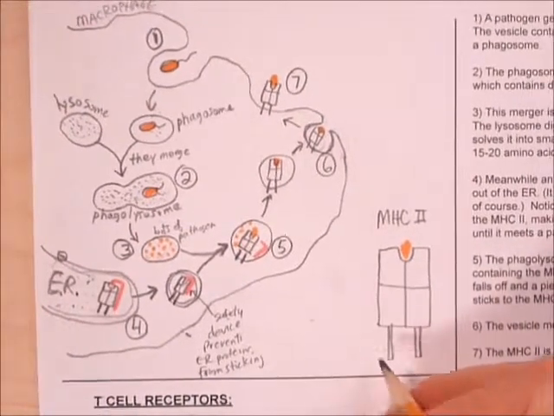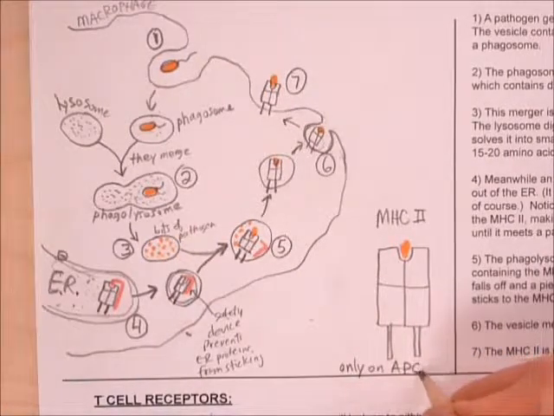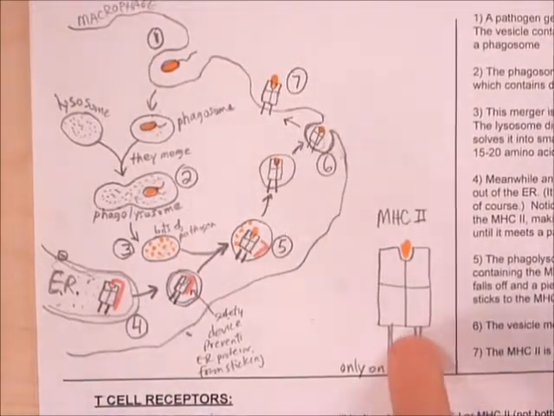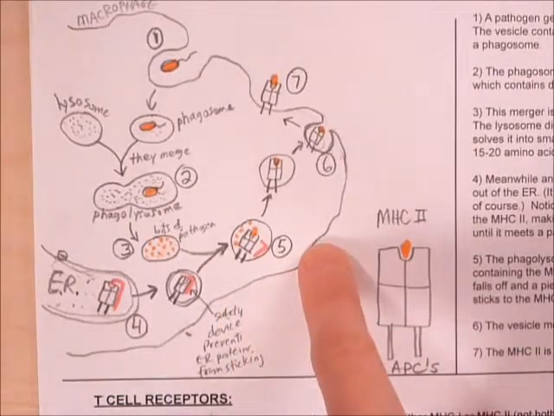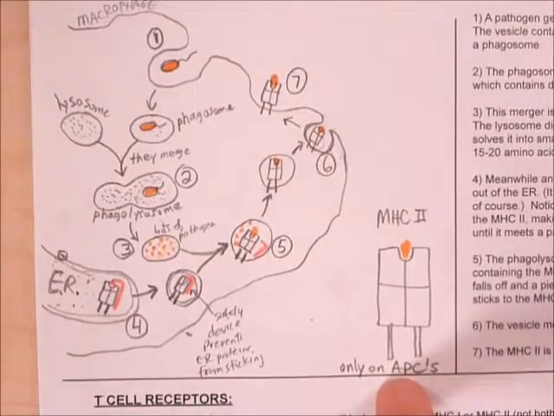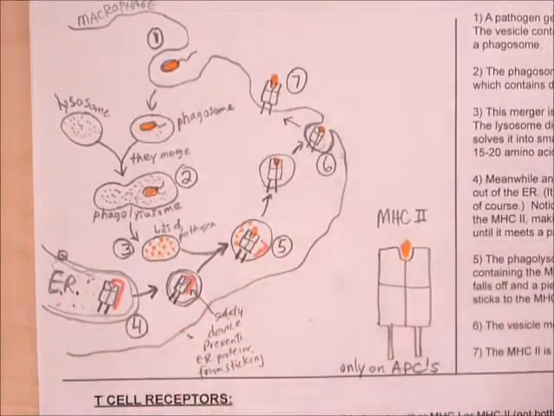And I want to add a note here: only on APCs, antigen-presenting cells. That's where you find MHC2. MHC1 is on all body cells. So this guy would have some 1s also. It's a body cell, so it would have MHC1 on it, but MHC2 only on the antigen-presenting cells. What are the antigen-presenting cells? Macrophages, dendritic cells, and also B cells, although we're not going to emphasize the fact that B cells do it. They do, but these guys are the main antigen-presenting cells that we want to talk about.